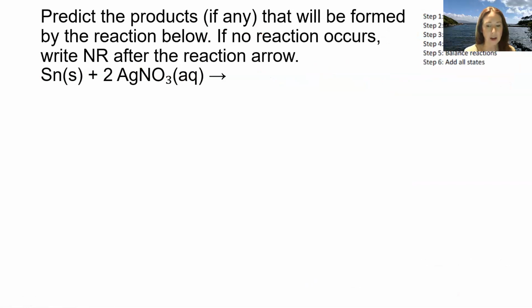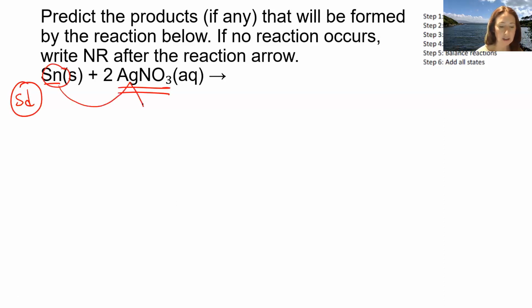ionic ones. This is one I thought was a great question. So this one's a single displacement, right? Because it's 1 compound and 2. So again, our question is, can tin kick out silver? And we have to use our activity series, which I didn't have time to copy.